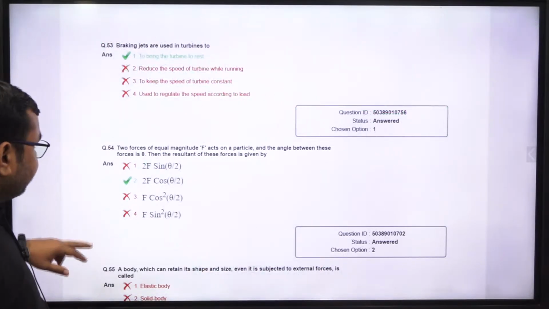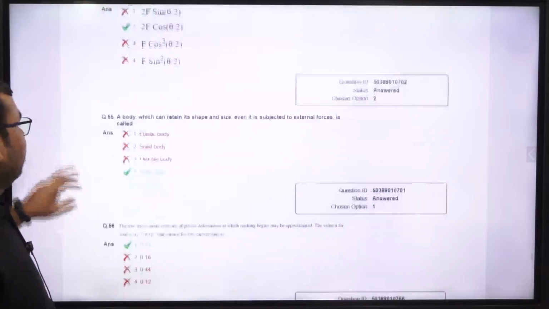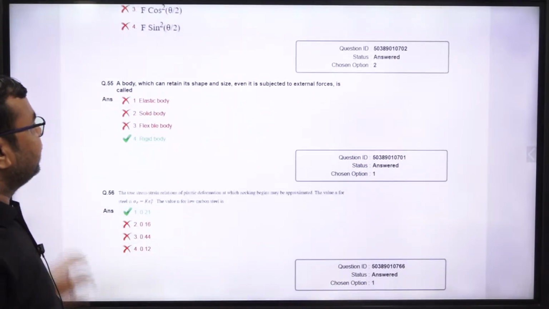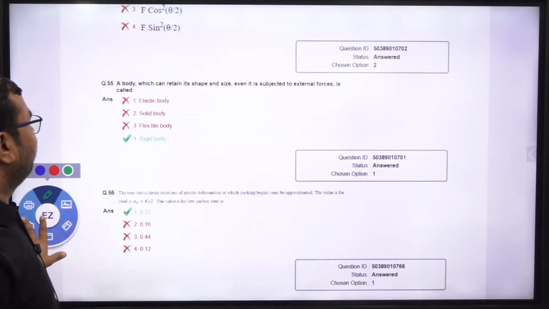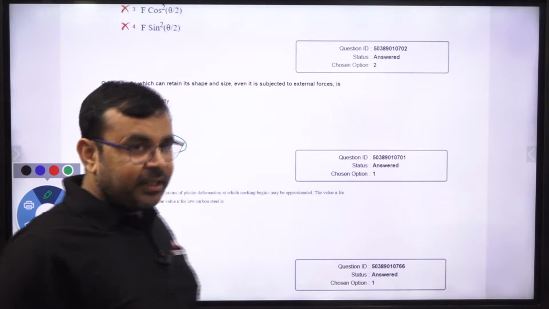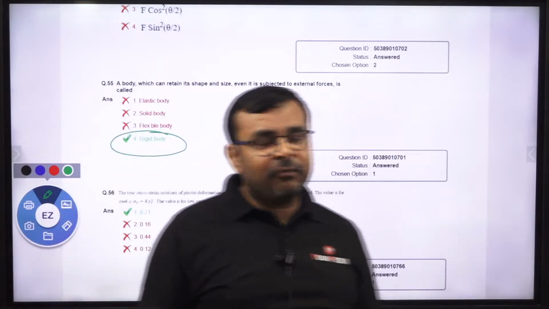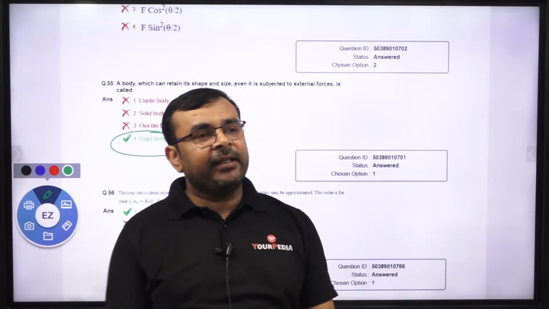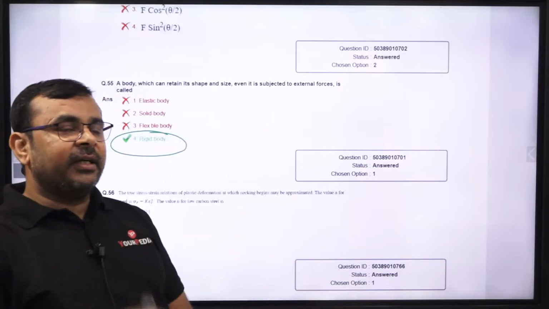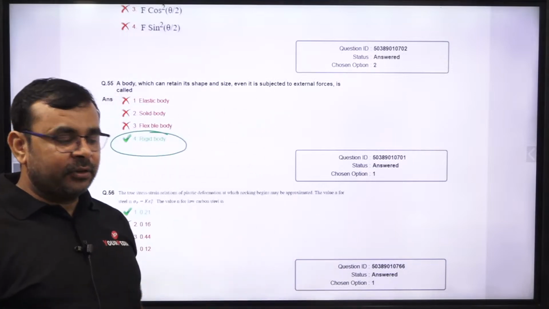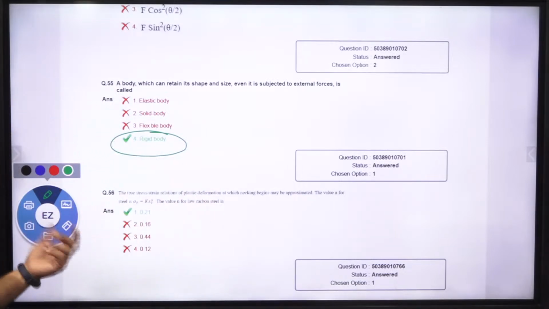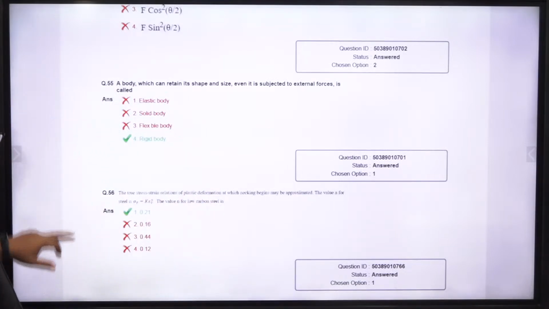Yes or no? Okay. So what about the next question? A body which can retain its shape and size even when it is subjected to external force is called a rigid body. Obviously a body is said to be rigid when we apply some force and it retains its original shape and size. Yes or no? And if it deforms or changes its original shape and size, then this is called a flexible or deformable body. Yes or no? This is a very simple question.